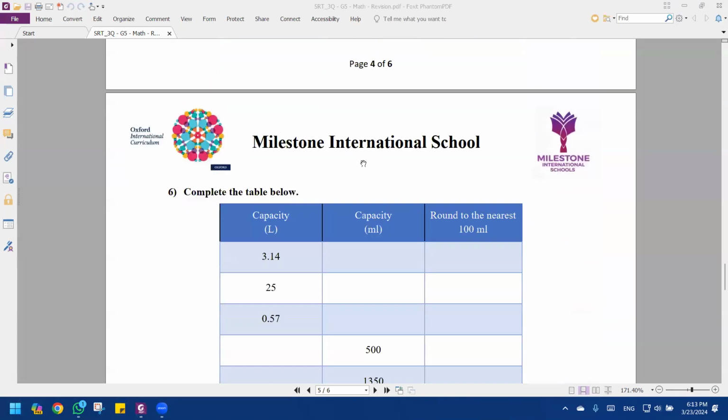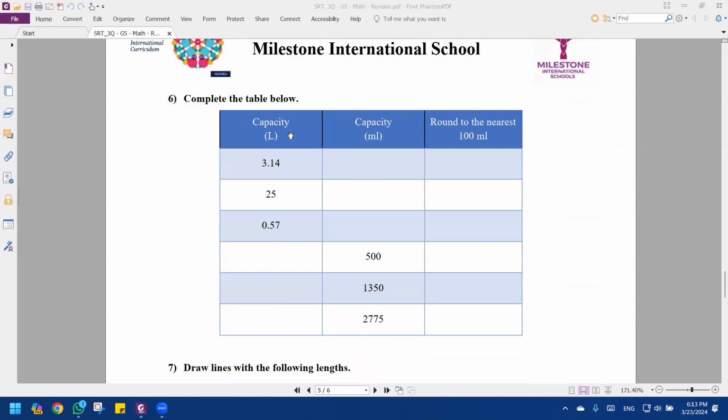After the mass, we have the capacity or the volume, liter and milliliter. Then round to the nearest 100 milliliter. Again, the rounding, we keep it to the end. Now to convert, again, this is easy. We use 1000. Liter to milliliter. From bigger unit to smaller unit, times by 1000.